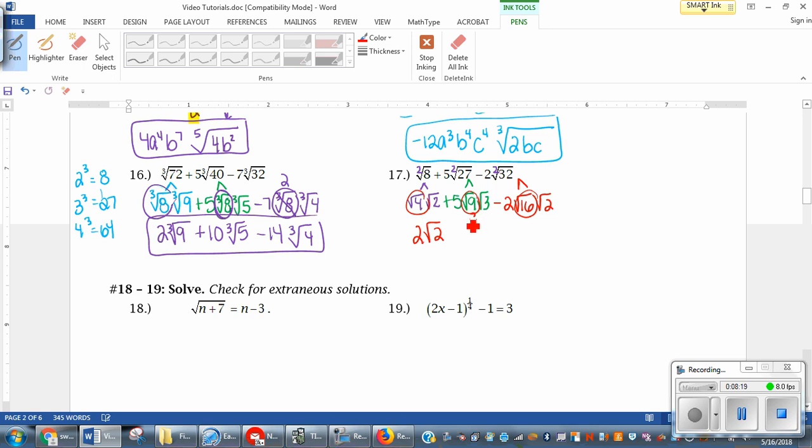This is just a plain old 3 now with the 5, so we're going to say plus 15, bring down that square root of 3. This is now negative 2 times plain old 4, so that's negative 8, bring down your square root of 2.